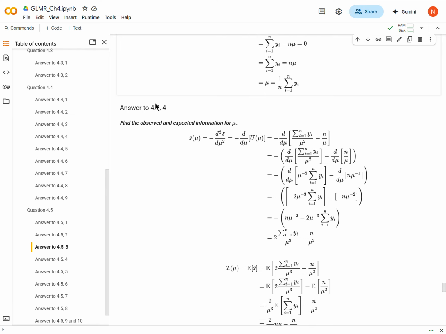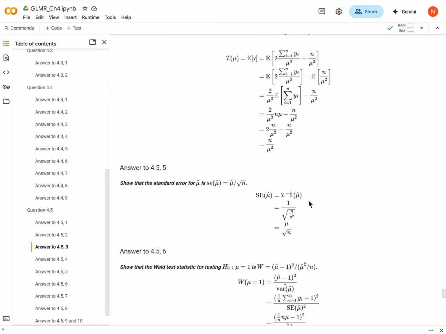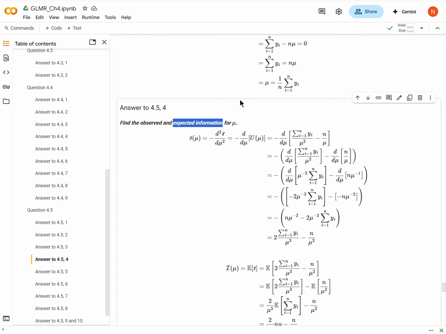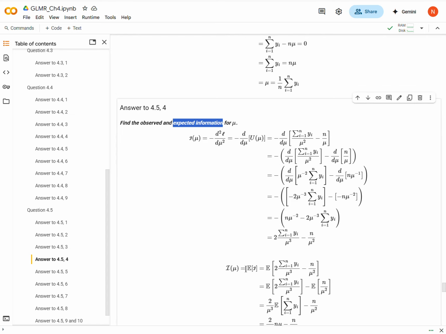So we'll get there in part 5. But the way that we get there is by utilizing the expected information. So what is the information? So what is the expected information? Well, the expected information is the expected value of the observed information. So we need to find the observed information and then take the expectation. Okay, well, what is the observed?